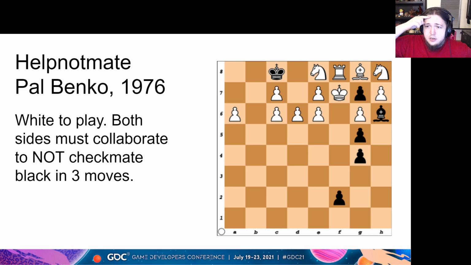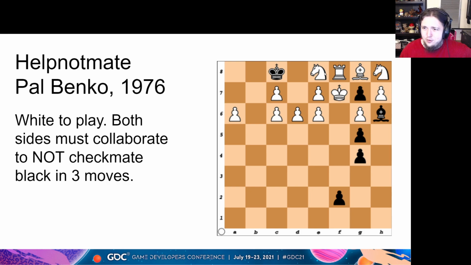This one right here is a puzzle where the stipulation is both sides must collaborate to not checkmate black. So it's not just white trying not to checkmate, it's both sides collaborating. And so what's going on here? Well, first of all, white has very few moves to make.